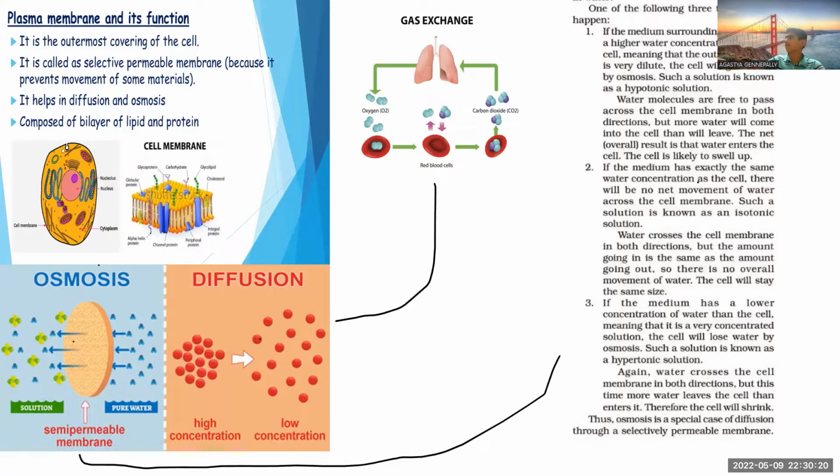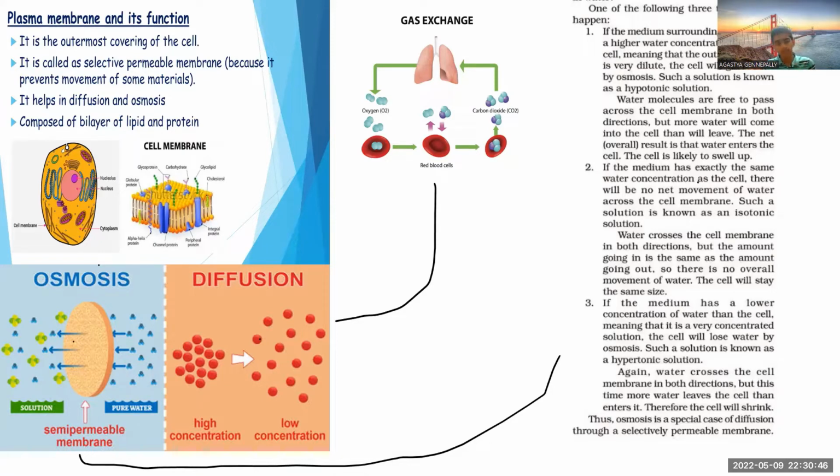Now we know that oxygen is very high outside in the atmosphere, but when we breathe out, we have a lot of carbon dioxide. When we breathe out, we give off a lot of carbon dioxide but very little oxygen. That is a cycle, of course. This gaseous exchange is nothing but an example of diffusion in human beings.